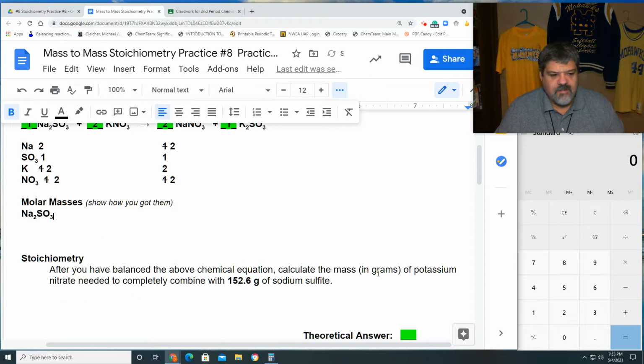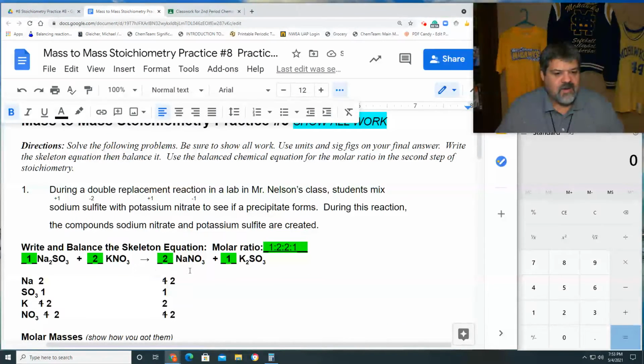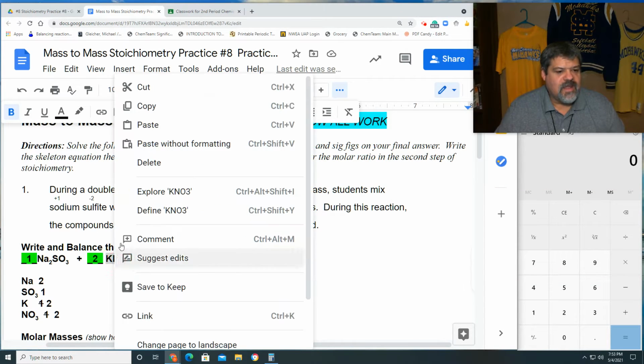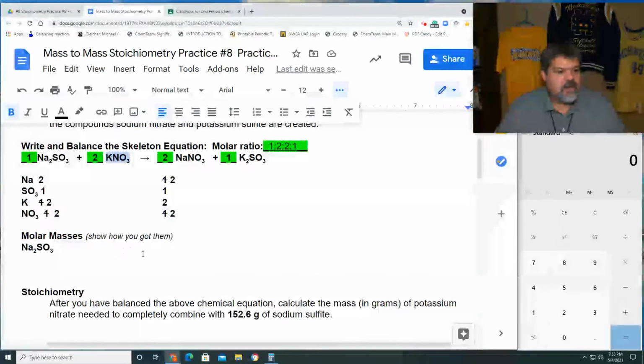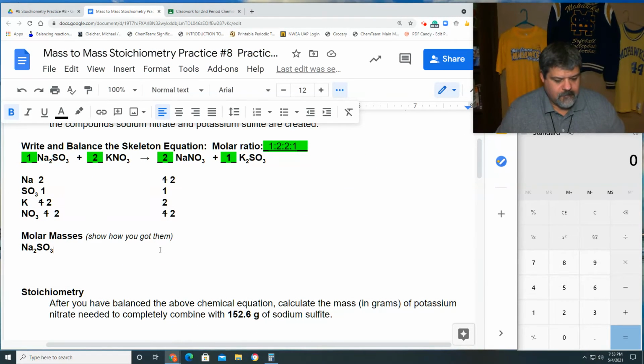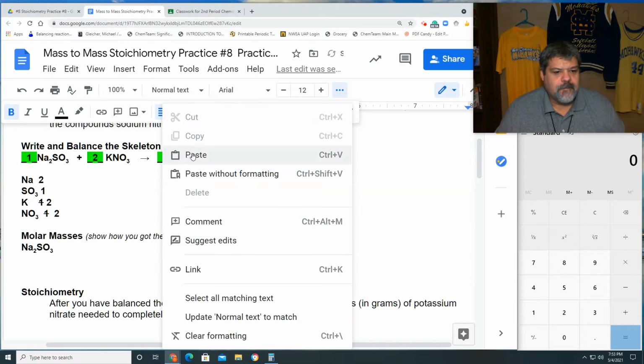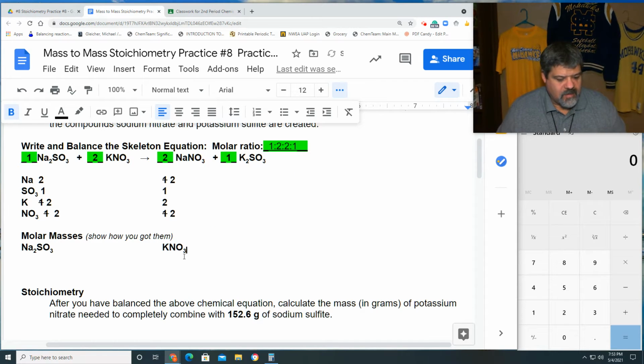And then I also need potassium nitrate. Now potassium nitrate is going to be right here. So I'm going to copy that one. And I'm going to paste that one. Okay. So now what am I going to do? Well, I'm going to go ahead and do the molar masses. Now remember, this is how much 1 mole weighs. So 1 mole weighs whatever the weight of all of them is.